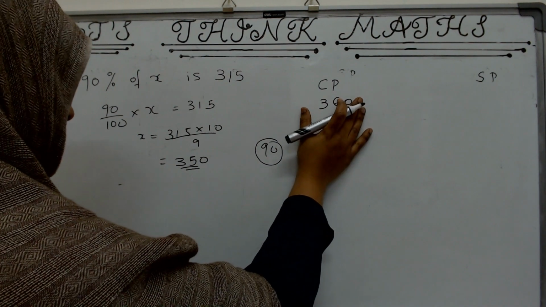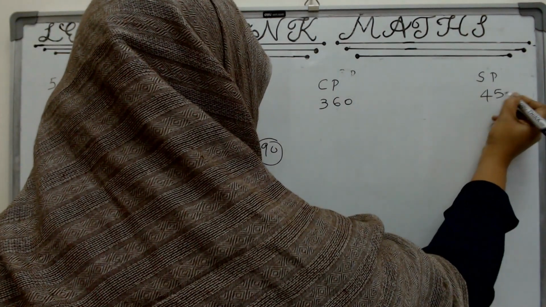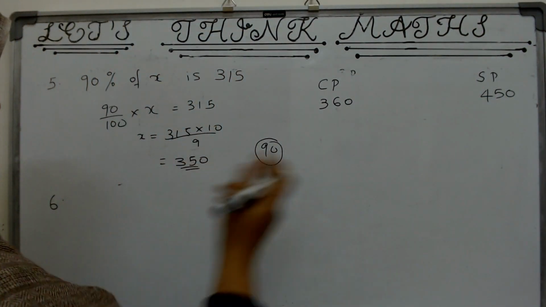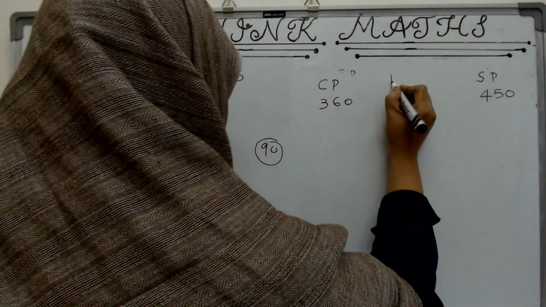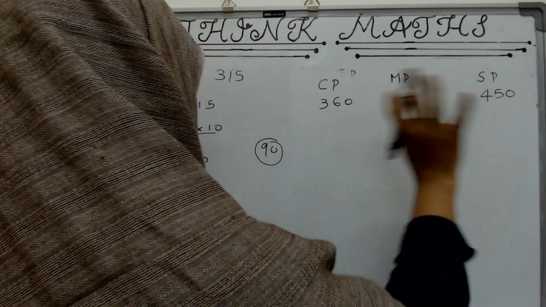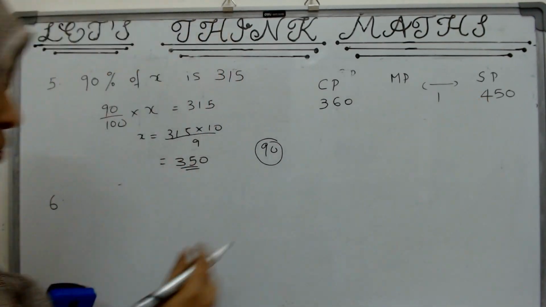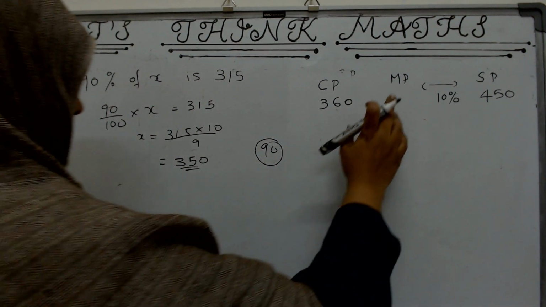But he has started with 360. So what is the amount he is looking for? He is looking for 450. But the question is, how does he convince the customer to buy something which is worth 360 for 450? So what does he put? He puts up some marked price, and he says, I am giving you a discount of 10%. So now tell me, how much marked price should he put?